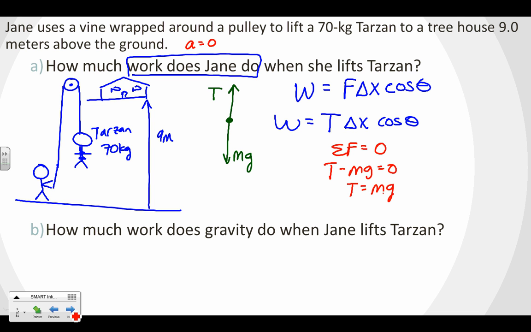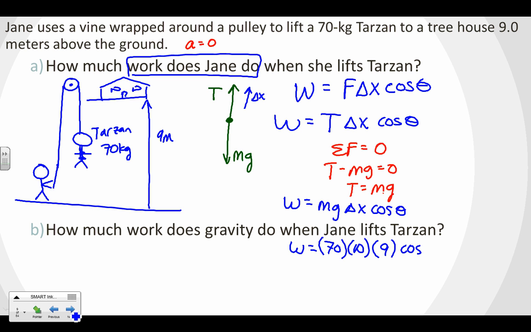So we do a substitution, mg in for tension. Work equals mg delta x cos theta. Mass, 70. I'm going to omit the units just for space. Distance that she's lifting him, 9 meters. Cosine of the angle between the force that she uses and the displacement. What force is she using? She's using the tension. Even though we did a substitution for mg, it's the tension that's applying the force upwards. Displacement is up. Tension is up, so the angle between them is 0.